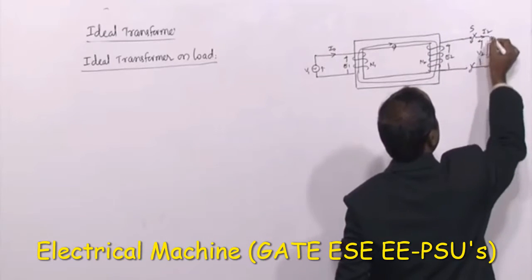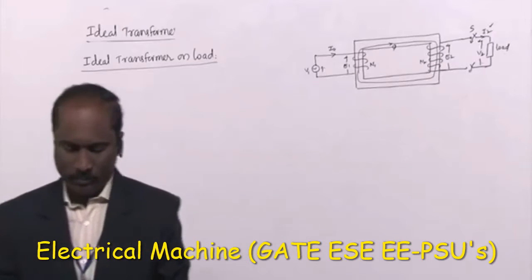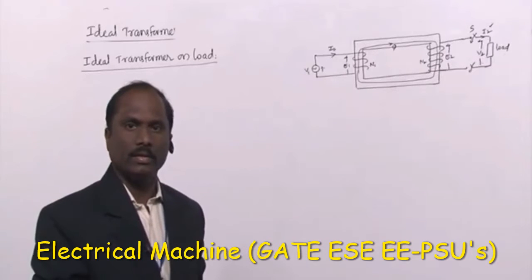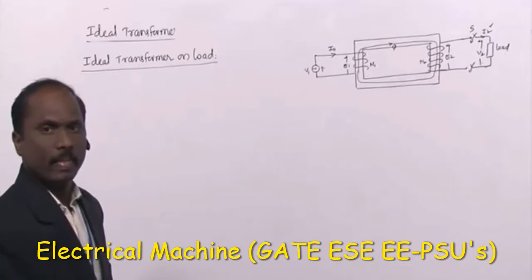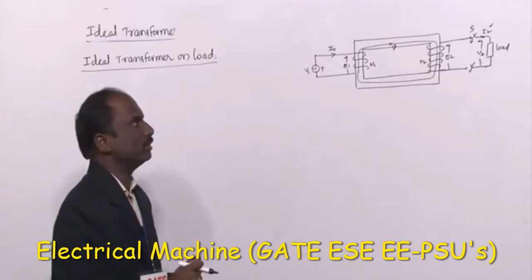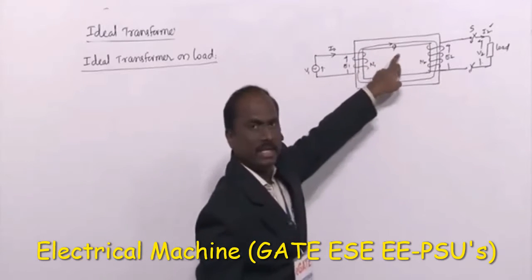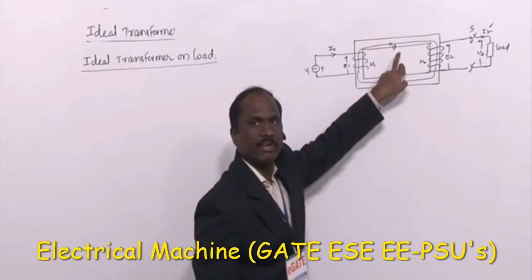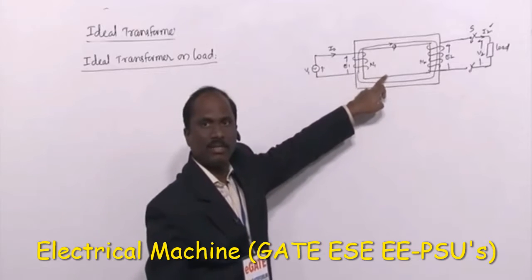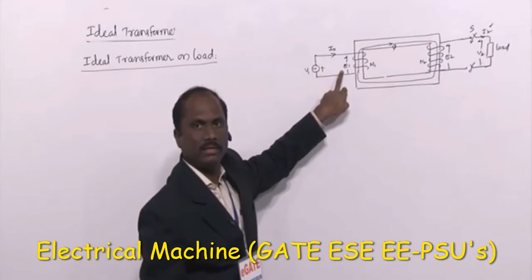a load is connected, then it will draw a load current of I2. When switch S is closed, a load current I2 flows here. Just see here, a simple relation is there. When supply is given, flux phi is set up. When this flux phi links with the number of turns N1, it gives an EMF of E1, right?